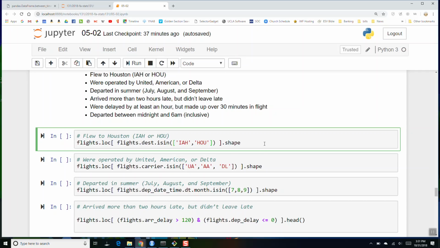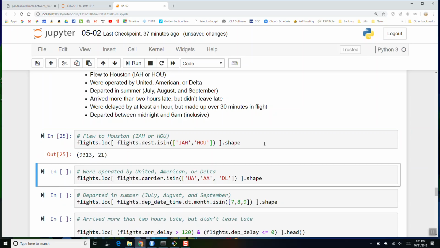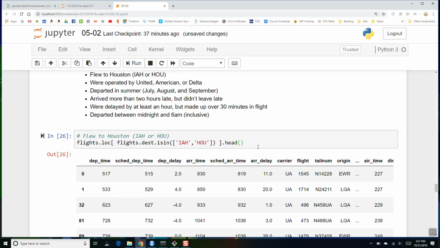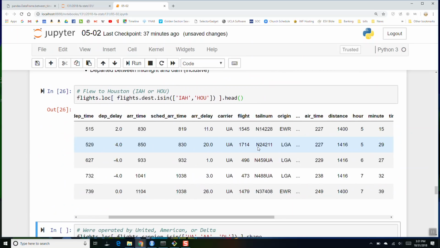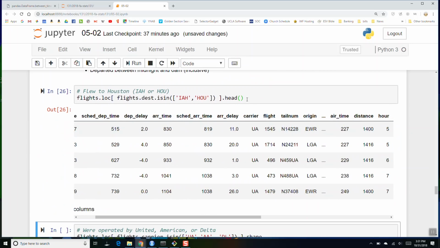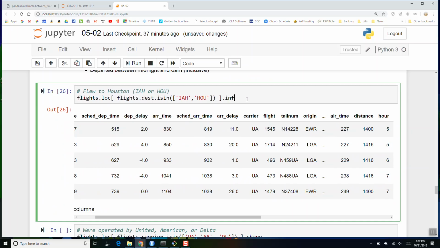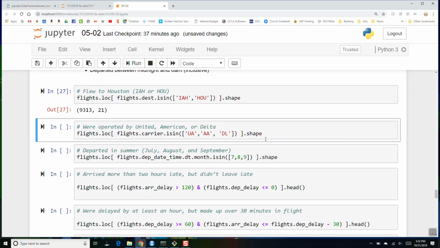IAH and HOU, I guess those are the two Houston area airports, and we get this. We can ask for the head of this, and well, it cuts it off. Okay, if we want the ones by United, American, or Delta, that's simple. We just change from destination to carrier. And then we can do the carrier codes.